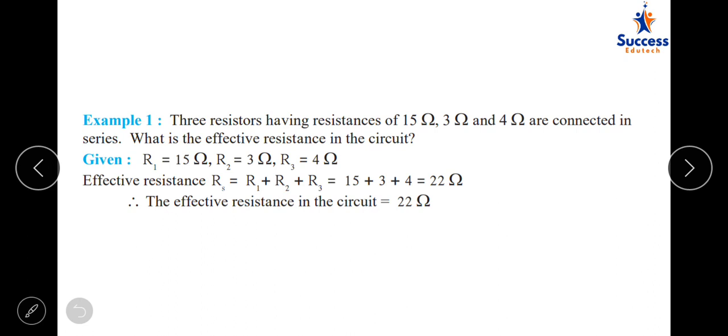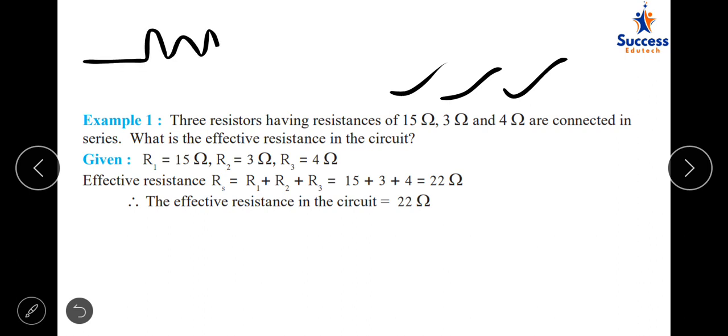Now this is a very simple example. Three resistors having resistances of 15 ohm, 3 ohm and 4 ohm are connected in series. What is the effective resistance they are asking? So you know there are three resistances, so the connection will be like this.